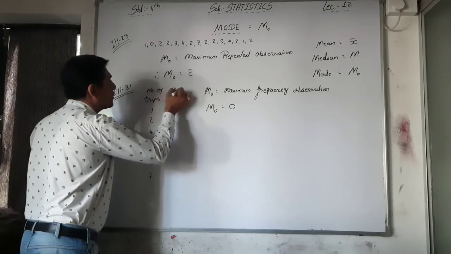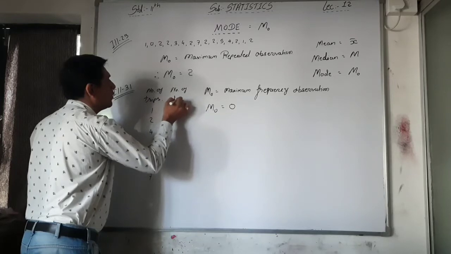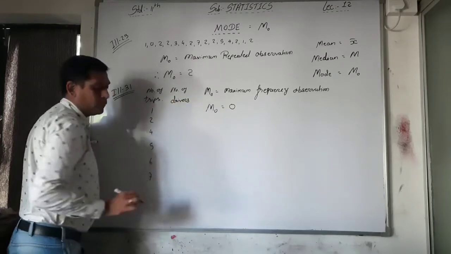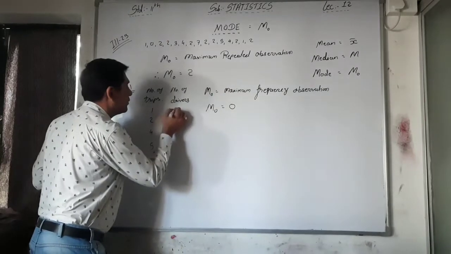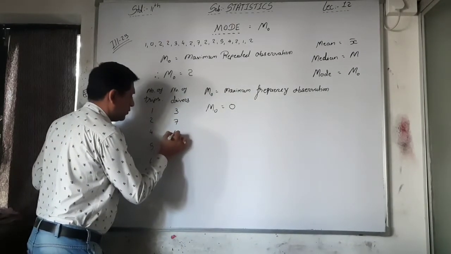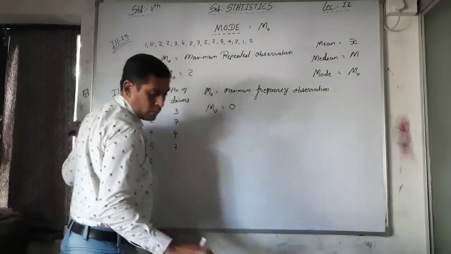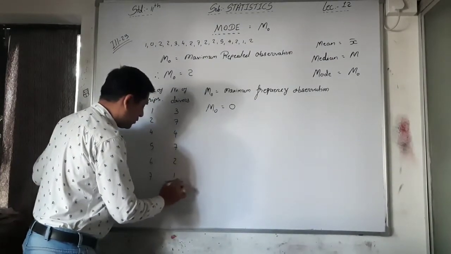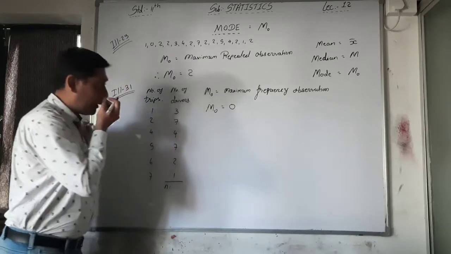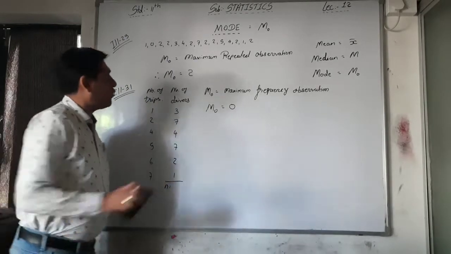And number of drivers: 3, 7, 4, 7, 1. See here, what is the answer for this?